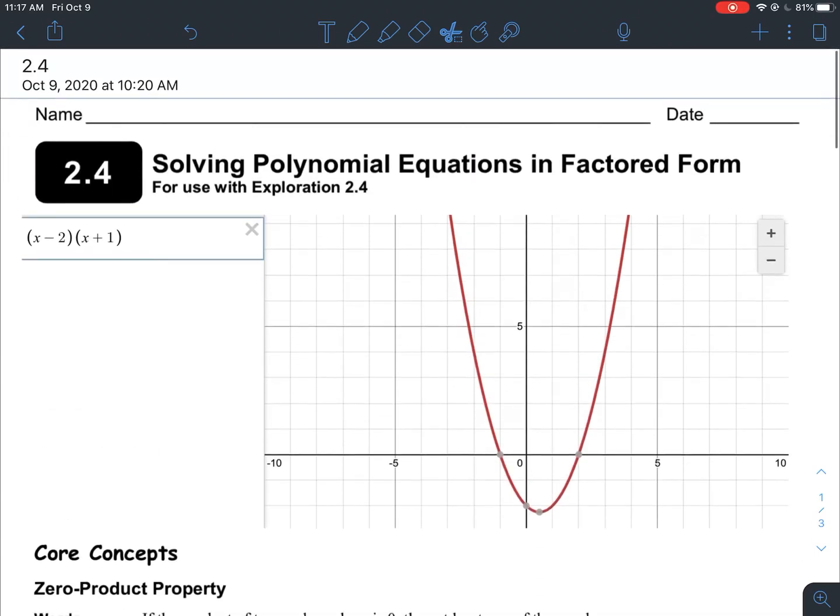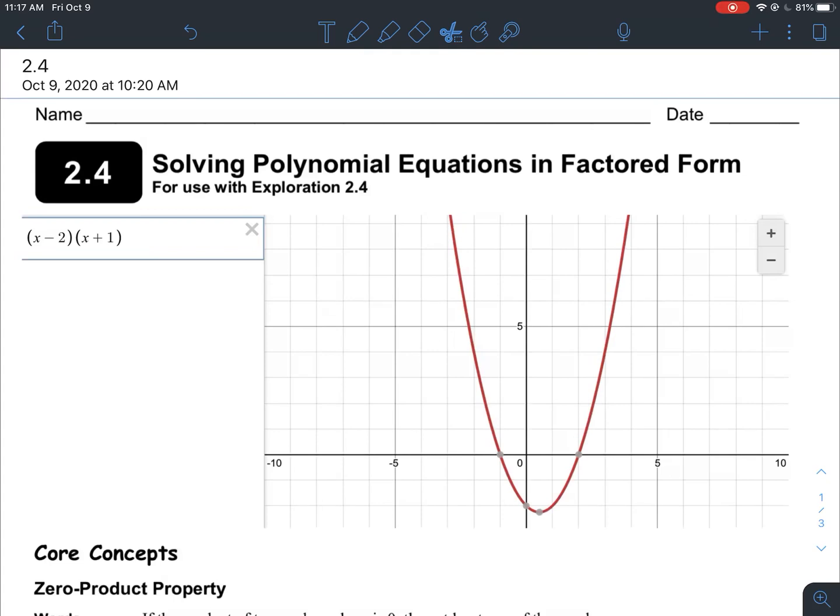Hey SM2, this week we'll be covering 2.4 and 2.5. This video is for 2.4, where we're going to be talking about how to solve a polynomial equation in factored form.